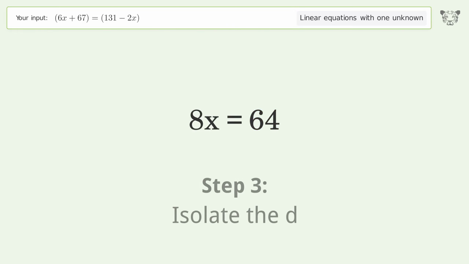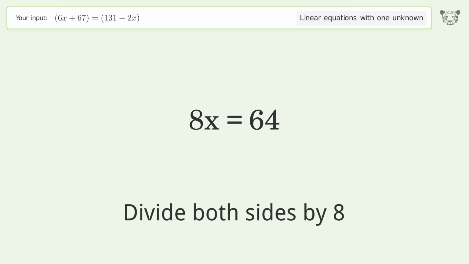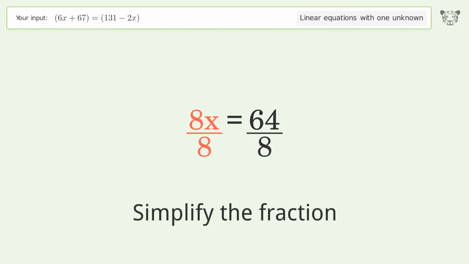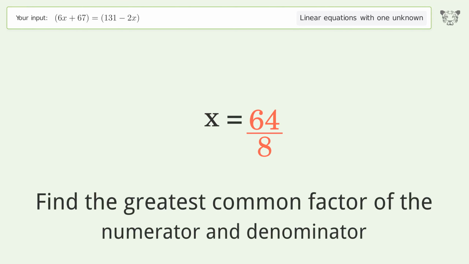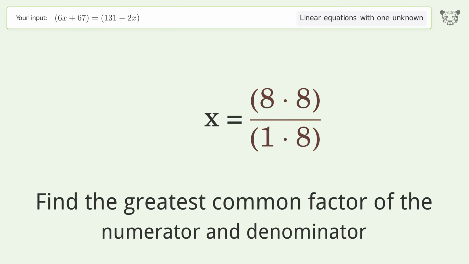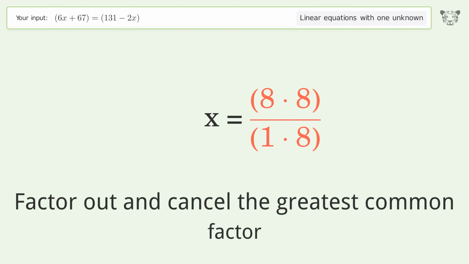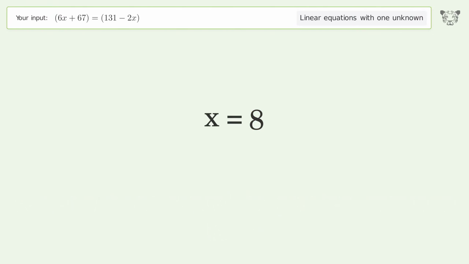Isolate the x. Divide both sides by 8. Simplify the fraction. Find the greatest common factor of the numerator and denominator. Factor out and cancel the greatest common factor. And so the final result is x equals 8.